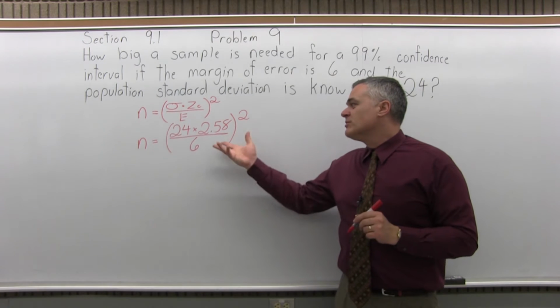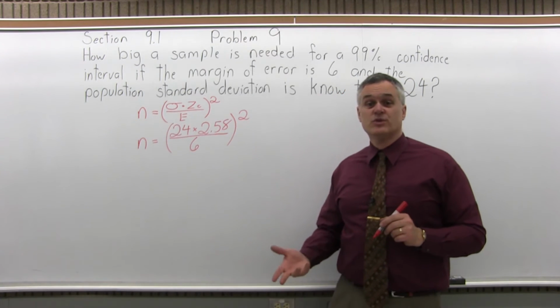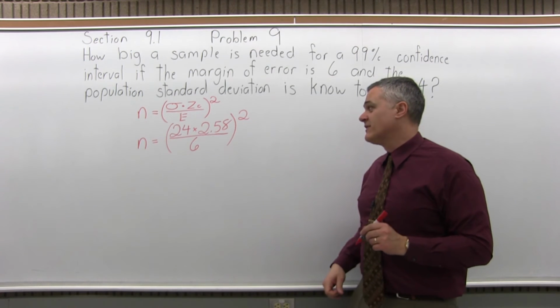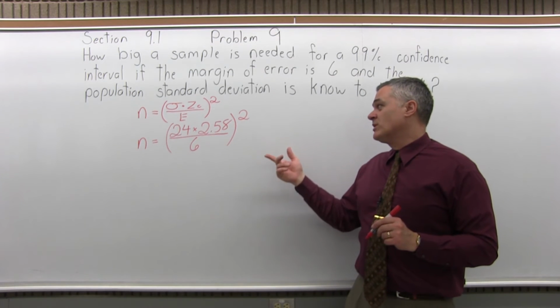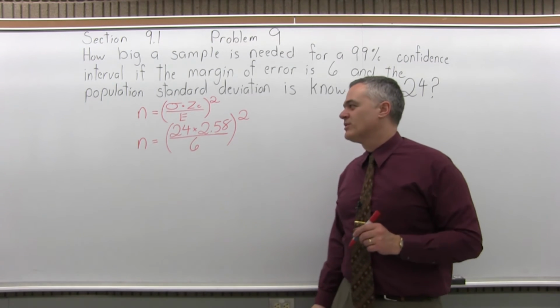So now you can do the multiply and divide in a few different orders. If you notice, the 24 and the 6 do reduce, so you can just go 4 times 2.58. So if you double it once, 5.16, double it again, 10.32. I can actually come to the answer pretty quickly.